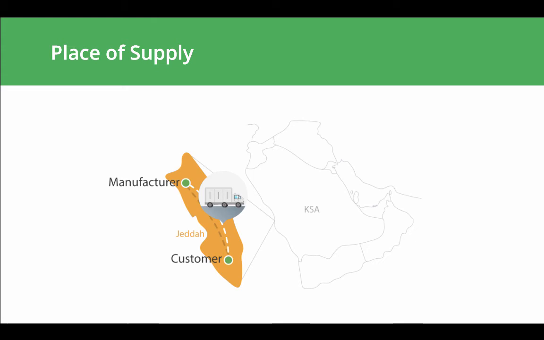Say, for example, a manufacturer in Jeddah has a store in Jeddah and they sell their supplies in Jeddah. Then the place of supply is Saudi Arabia and they are liable to pay VAT to GAZT.